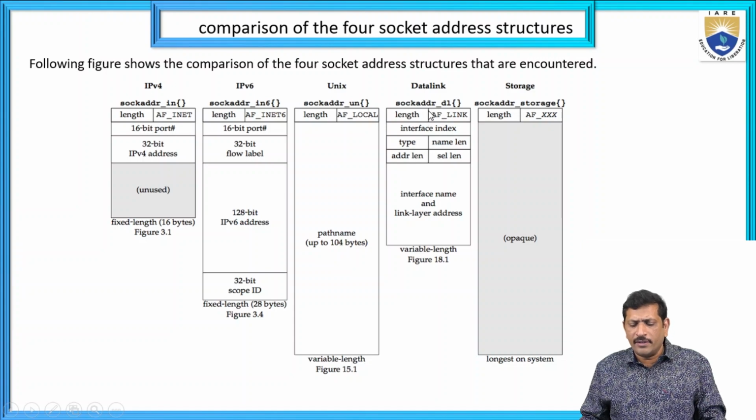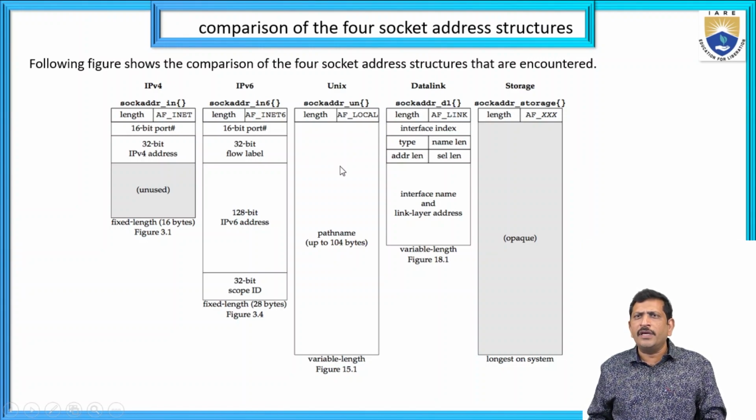And here the socket address structure, sockaddr_dl, has an interface index, type, name length, address length, and selector length. So the interface name and link layer address can be utilized here. Here also the length is variable. Unix and data link are variable length, depending upon the user requirement. The length can be changed.